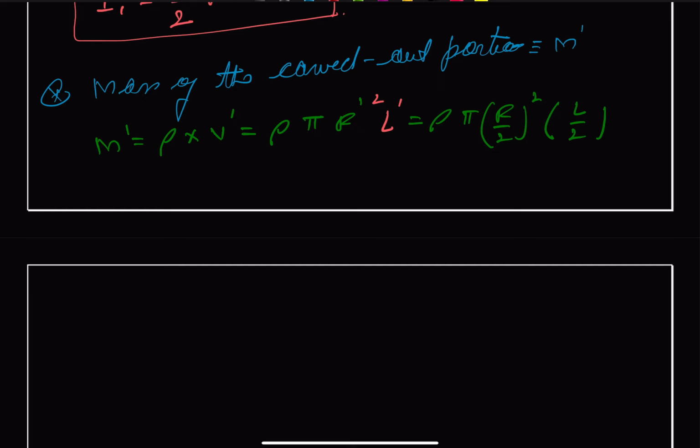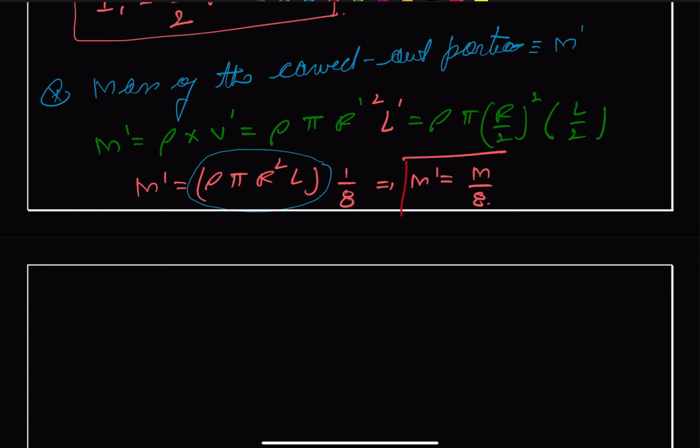Therefore our m prime, the mass of the carved out portion, will be equal to rho pi r square L, and this whole multiplied by 1 by 8, and this is nothing but our original mass. Therefore we can say m prime is equal to m divided by 8.